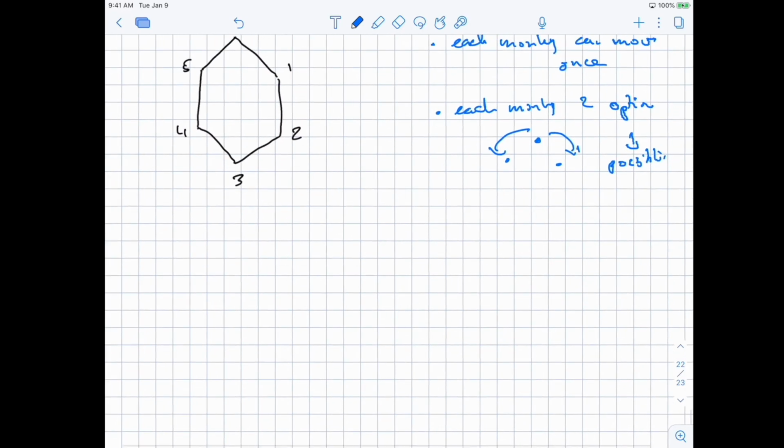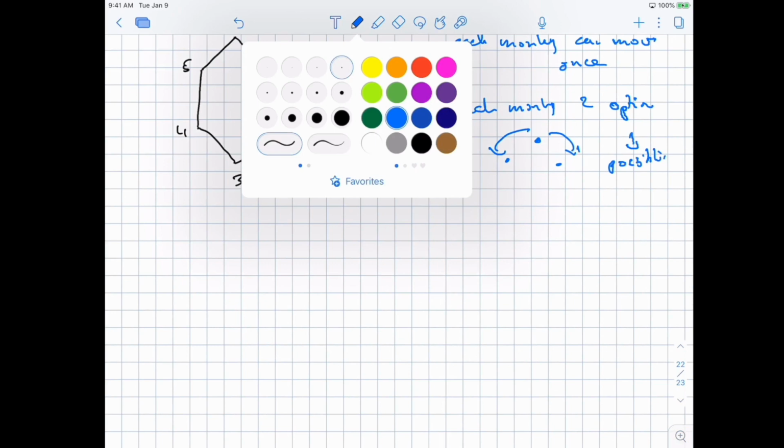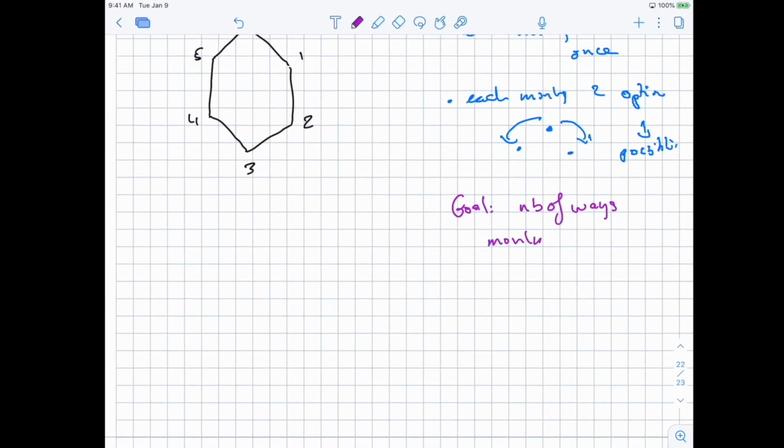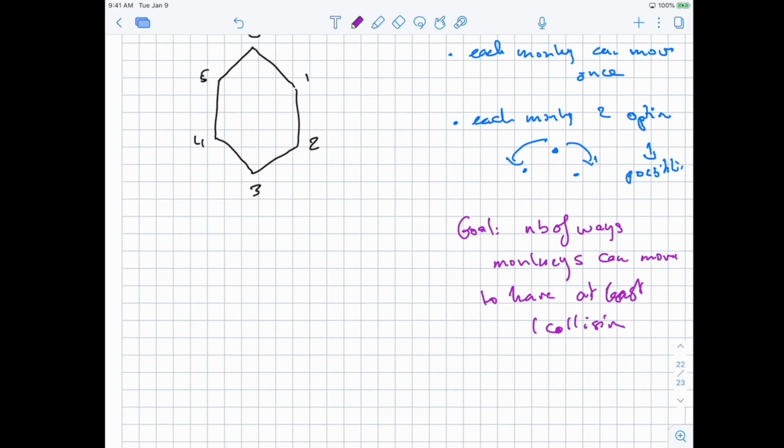Now, what are we asked to do, right? That's important to also just highlight. So what we want to do is count the number of ways, with these configurations, monkeys can move to have at least one collision. And the definition of collision is just that 2 monkeys are in the same spot, right?